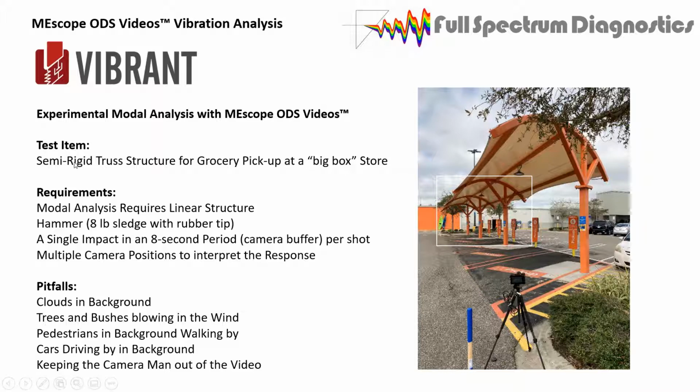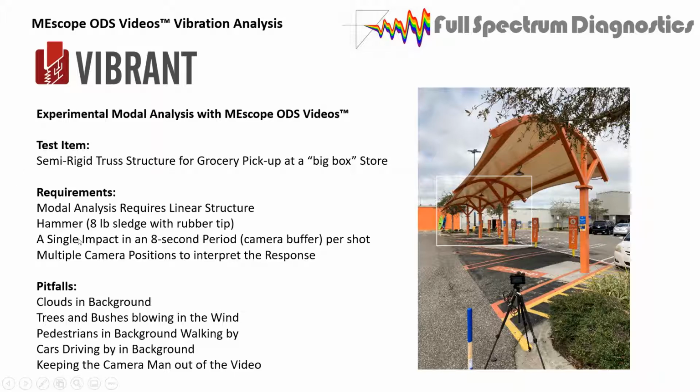My description of this is a semi-rigid truss structure for grocery pickup at a big box store. Requirements: modal analysis requires a linear structure, but we're going to do this anyway. It's big, and it's kind of inaccessible. I actually had some employees of the store come out and give me a hard time, trying to figure out what I was doing. I got through that successfully, but there are some requirements there.